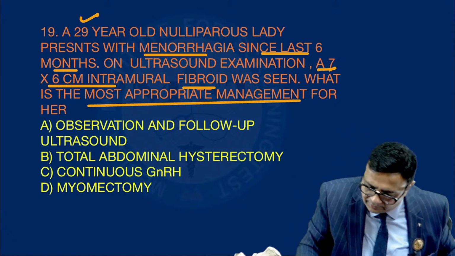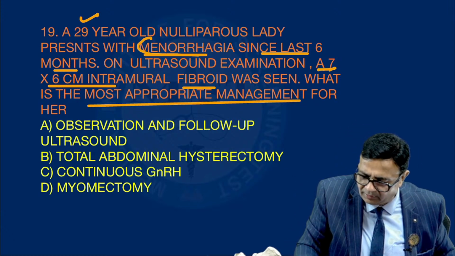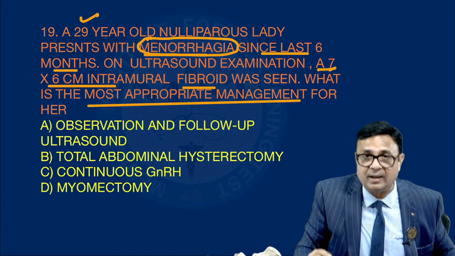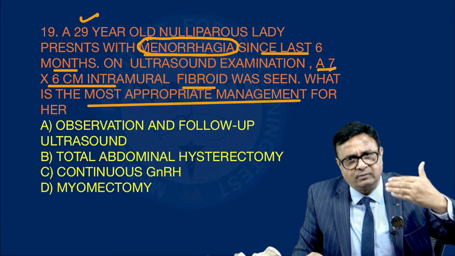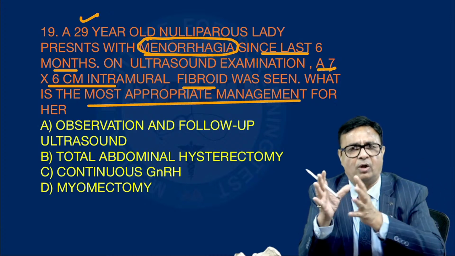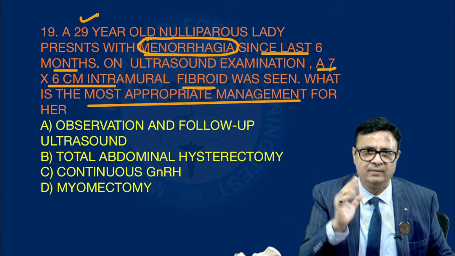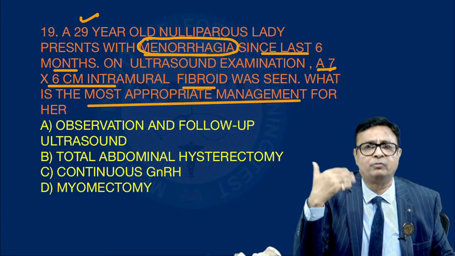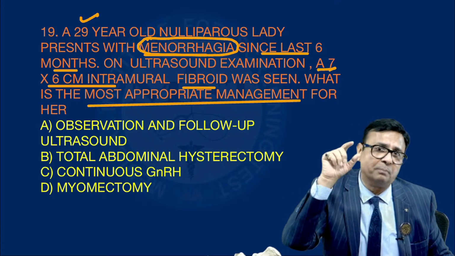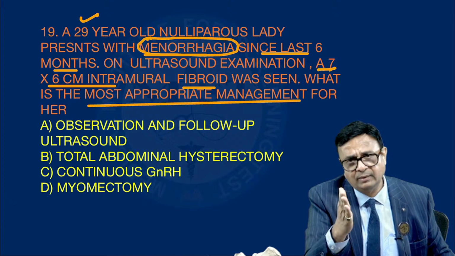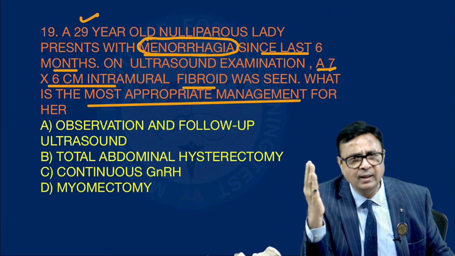So she is a nulliparous lady and she is having a symptom. She is not asymptomatic. In a management question of fibroid, if no symptom is written, it is follow-up. The answer is observation or follow-up if the size of the fibroid is less than 10 centimeter. If symptom is given, you have to treat the patient, and how you treat the patient depends on parity. Nulliparous, myomectomy. Multiparous, total abdominal hysterectomy.